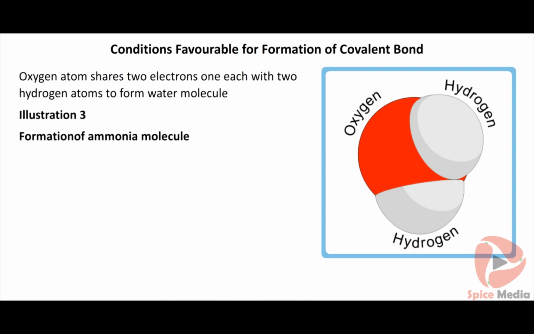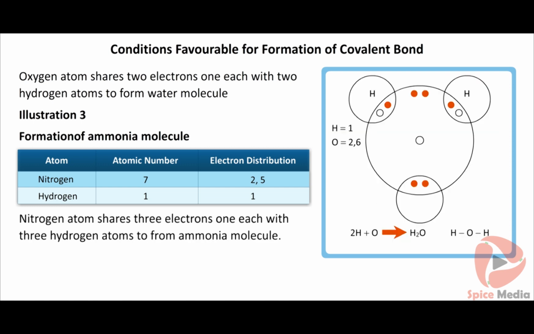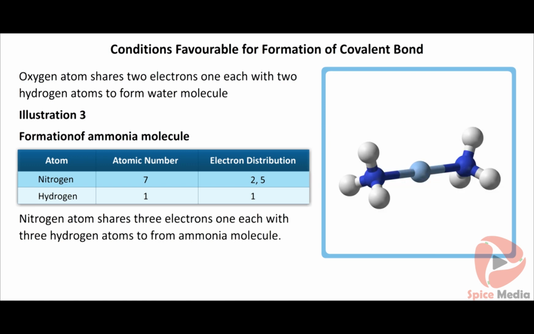Illustration 3. Formation of ammonia molecule. Nitrogen, atomic number 7, electron distribution 2,5. Hydrogen, atomic number 1, electron distribution 1. Nitrogen atom 2,5 has 5 valence electrons. Hydrogen atom has only 1 valence electron each. Nitrogen atom shares 3 electrons, 1 each, with 3 hydrogen atoms to form ammonia molecule. Lone pair of electrons are the electrons that are not involved in bond formation.